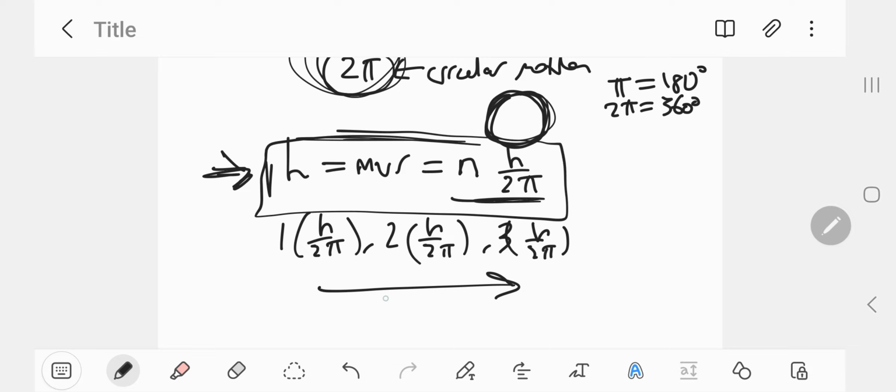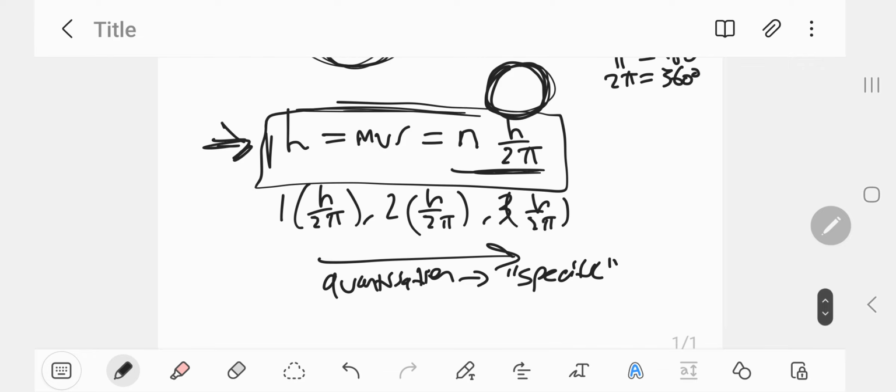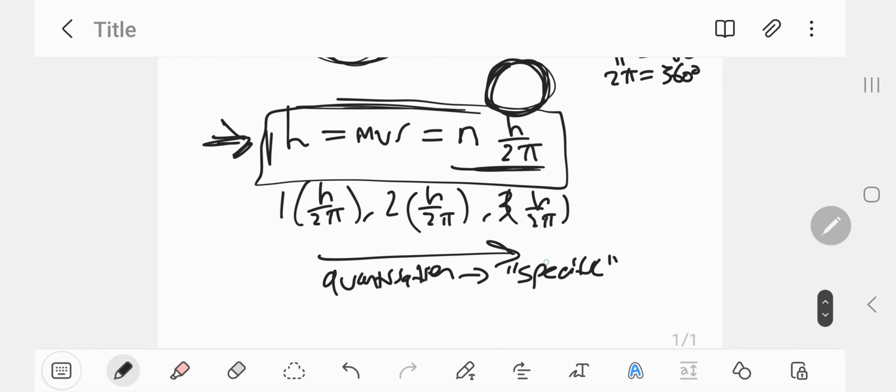Big words here. Quantization, I'll write it down, means specific. Best way I can define it. Angular momentum has very specific values. It can't be half of h over 2 pi or 3/4 of h over 2 pi. It can only be fixed whole numbers.